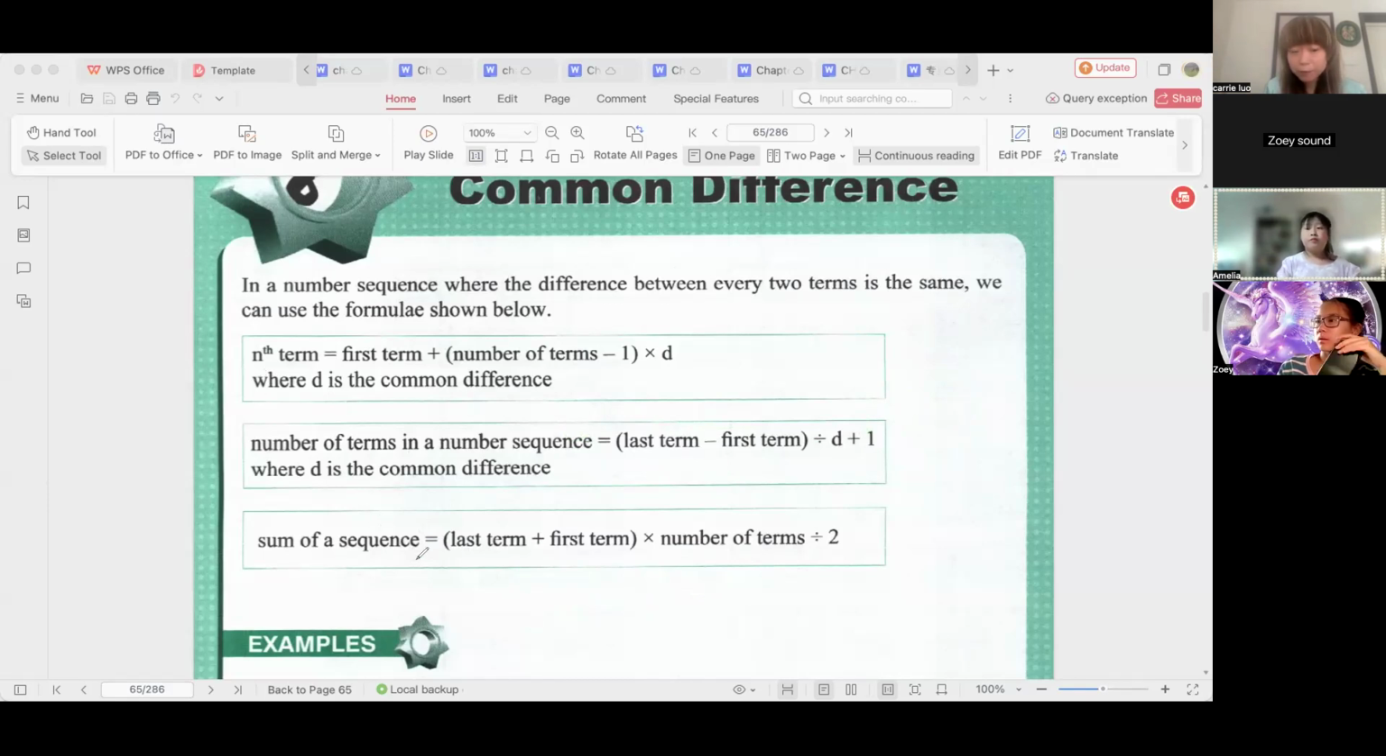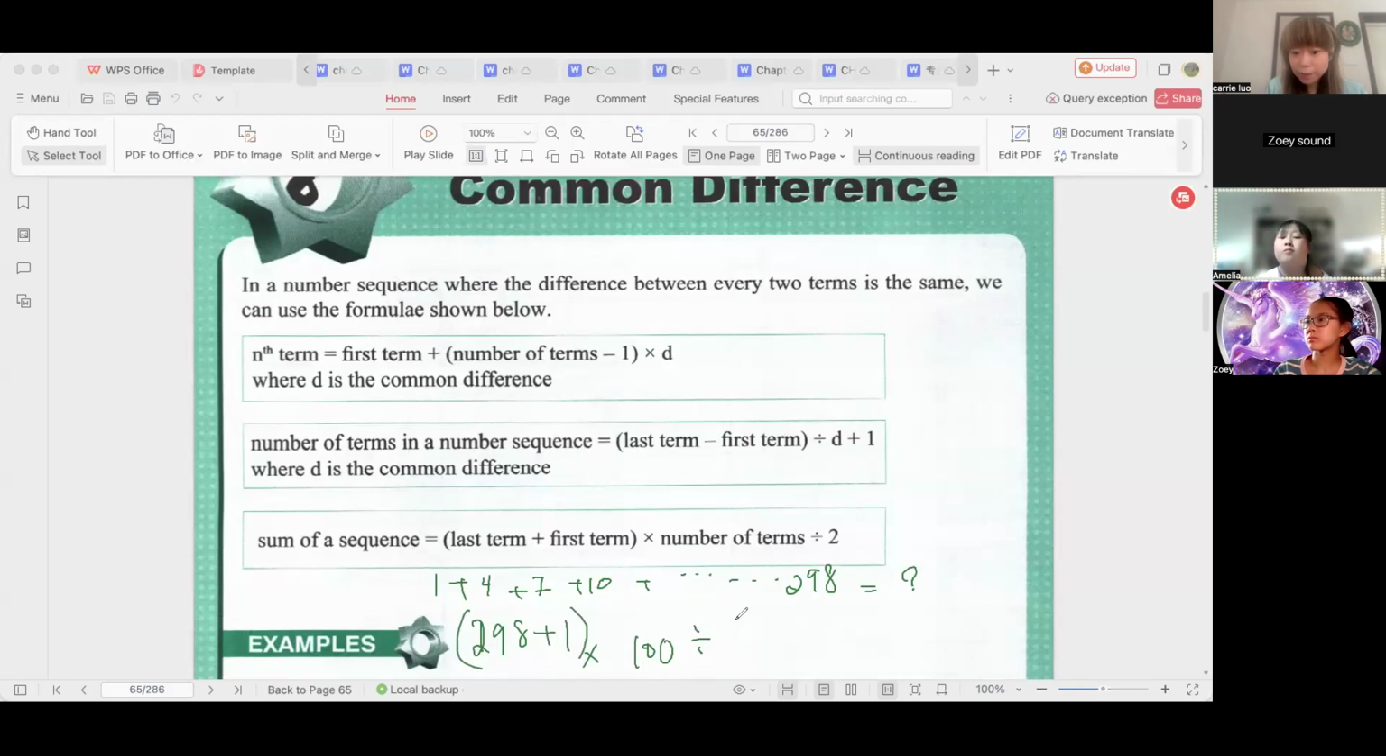Okay, so let's take a look at this one. The sum of a sequence. That means we have 1, 4, 7, 10, and the last one is 298, right? But if I add them all together, what is it equal to? The last term, which is 298, plus the first term 1, times the number of terms, which is 100, divided by 2. That means it equals 299 times 50, and that's the answer.